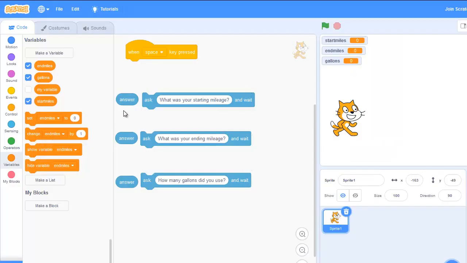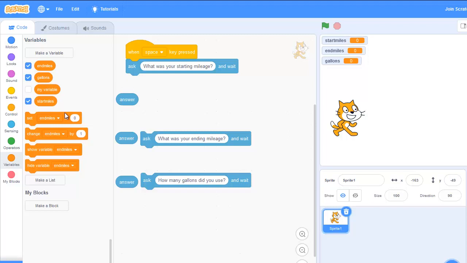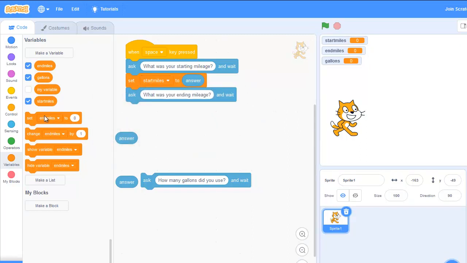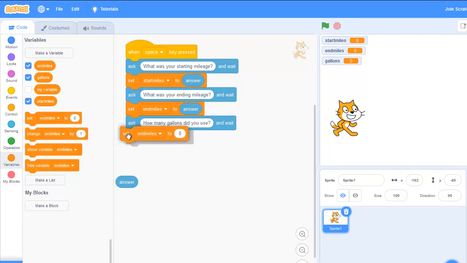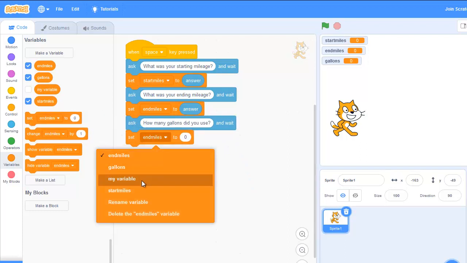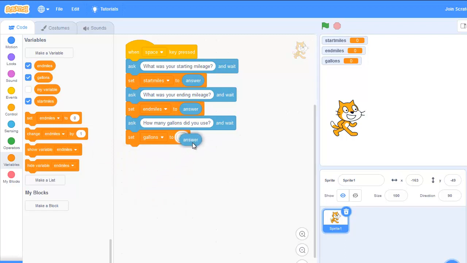Okay, then let's go ahead and ask our question, and we'll put our answer in there. So our first one is our start miles. Our second one, we'll set our end miles to the answer. And our third question, we will set the gallons to our answer. Okay, we're going to need each of these variables for our calculation, so let's go ahead and drag those out while we're here. So we've got our start, end, and gallons.